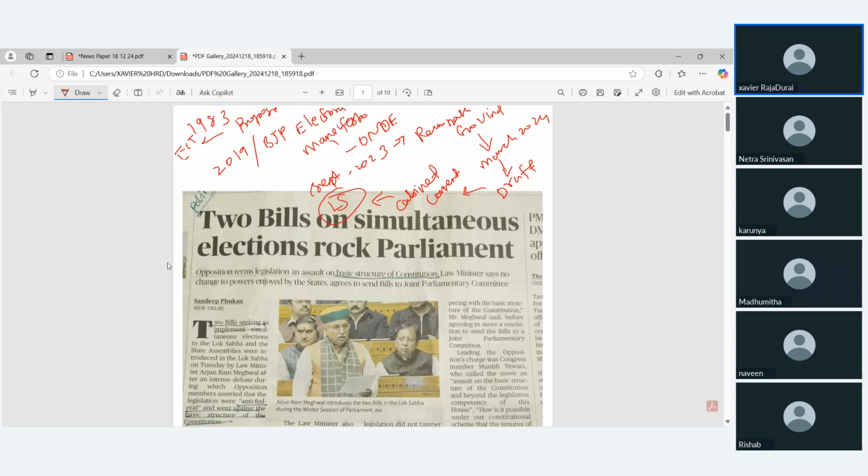So a stable government is there. When a stable government comes, a stable government leads to stable governance. So when stable governance comes, the efficiency of the government will improve.